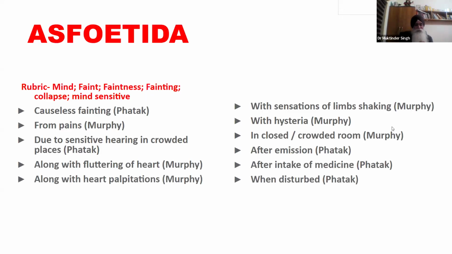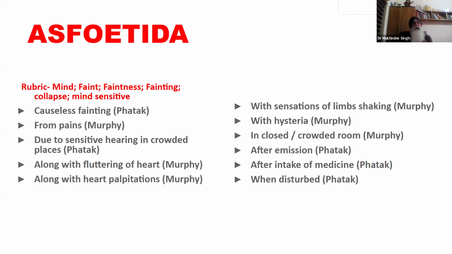So asafoetida is causeless fainting. In this case, there was no pain; even the thinking of pain caused the fainting. So it is a causeless fainting. Phatak says it is causeless fainting: fainting from pains, fainting due to sensitive hearing in crowded places, and along with fluttering of heart. Asafoetida has these symptoms, along with heart palpitation, with a sensation of limbs shaking. The patient will say, "Meri tange kaamp rahi hain, I have no strength." Death-like sensation, with hysteria, in a closed crowded room.